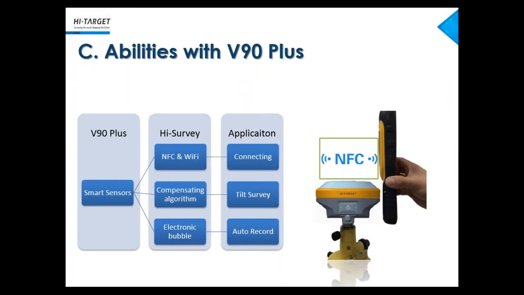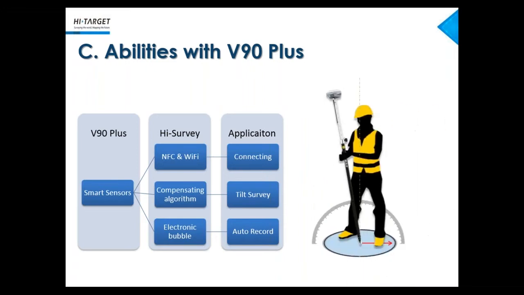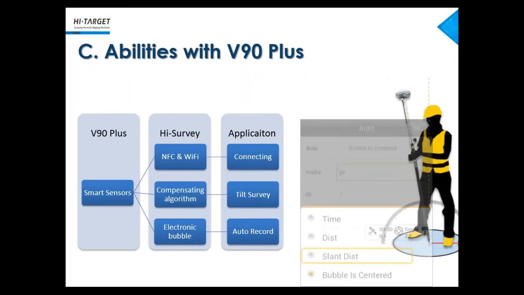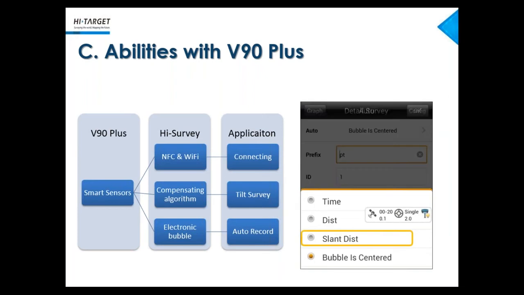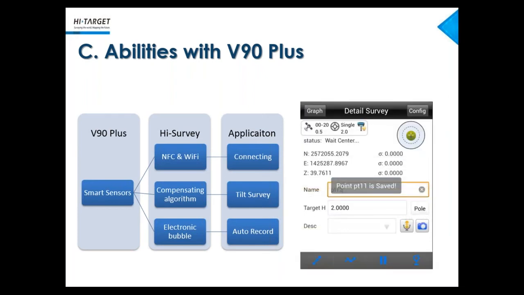Another function is for the tilt survey, because there's a compensating algorithm in HiSurvey. And also the auto record, which may be very convenient, is based on the electronic bubble function from HiSurvey. Since I think most of you already know the details of the features of V90 Plus, this part is very brief and short, just a simple introduction.